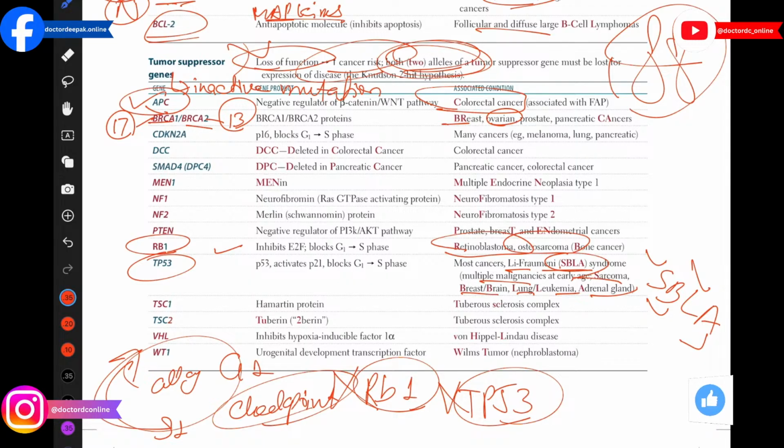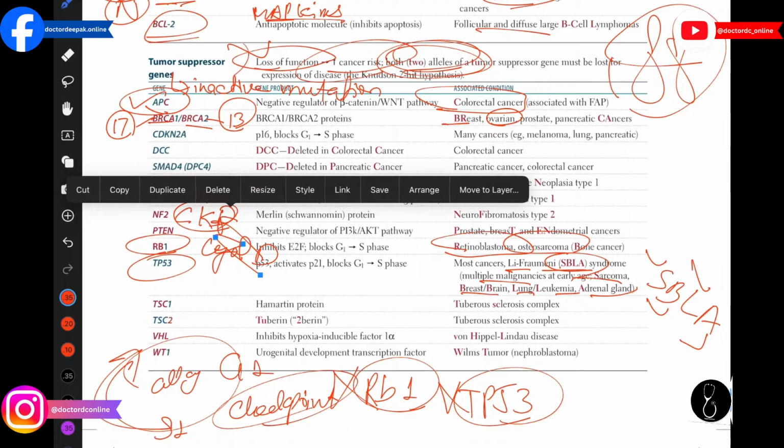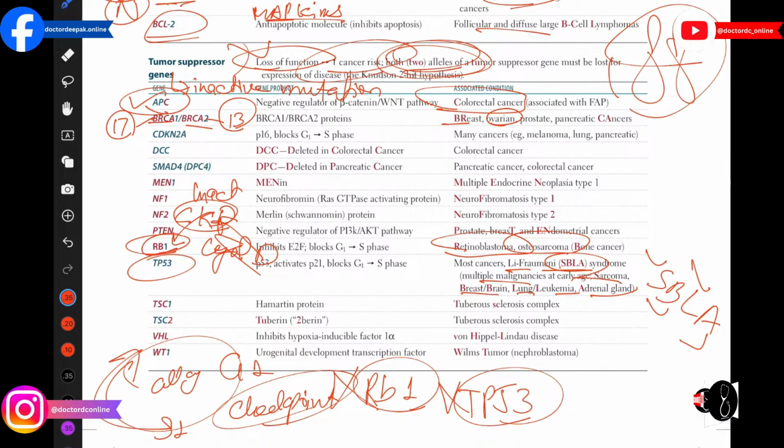And secondly, how RB1 works. The cyclin-dependent kinases have cyclin D. Cyclin D attaches to the cyclin-dependent kinase enzymes, and they become active. Then the cyclin-CDK complex acts on RB1 and inactivates it by phosphorylation.